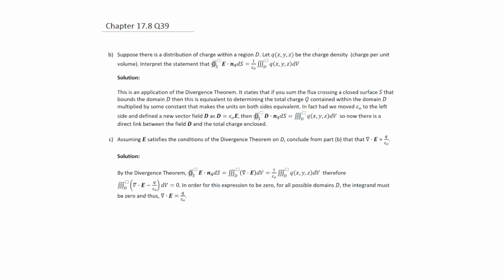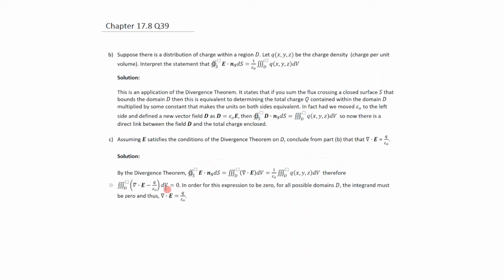Okay, so part C was assuming E satisfies the conditions of the divergence theorem on D, conclude from part B that the divergence of E is equal to q over epsilon naught. The solution is just to apply the divergence theorem directly. So we know that the closed surface integral of E dot n dS is equivalent to the integral of divergence of E dV, where this domain is enclosed by this surface S. And we know that this equals this, so these two are equivalent to each other. But notice that they share a triple integral which is identical, over the same domain, integrated over volume. And so we can bring this over to the other side and write this out in this form.